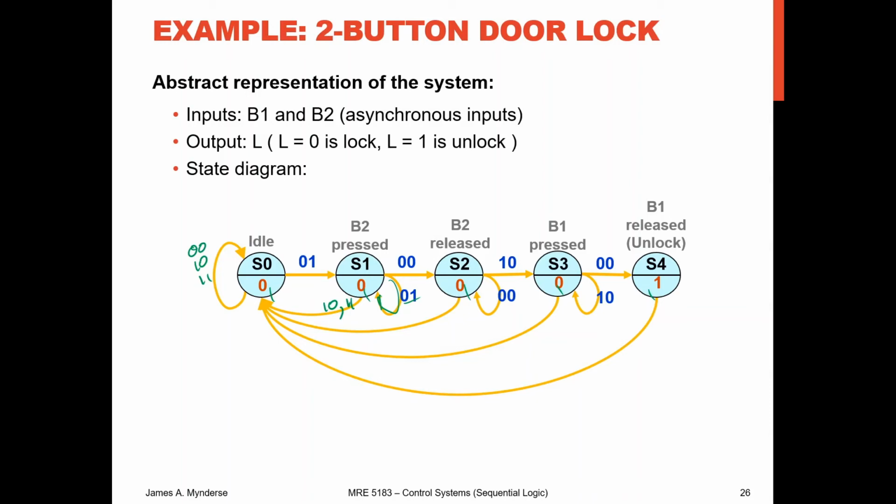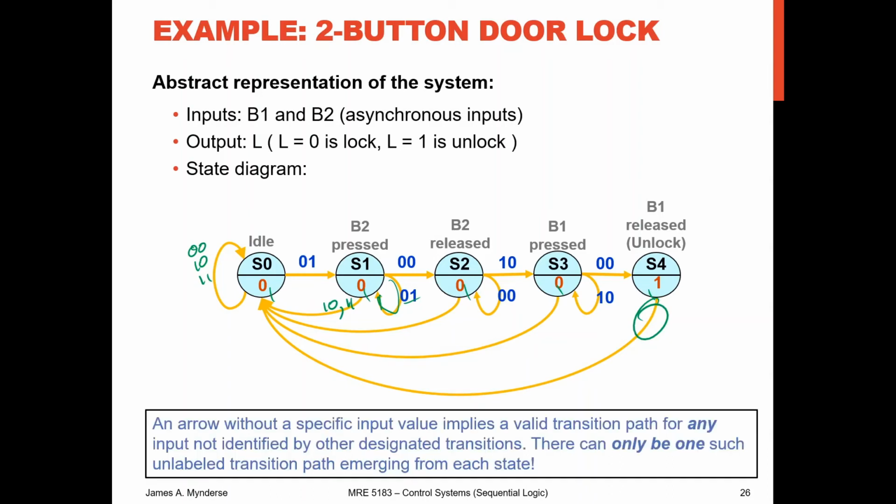Same sort of thing for B2, B1 being pressed, B1 being released. Write them all in. This last one here, what happens on this transition? Again, this is not a great design. We should probably hang out in the unlock case for a little bit. There should be some sort of timer, but in this case, to make it simple, it's just automatically going to unlock and automatically go back to idle.